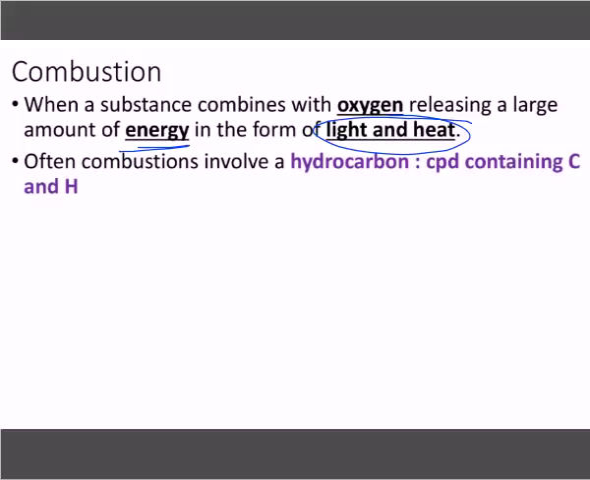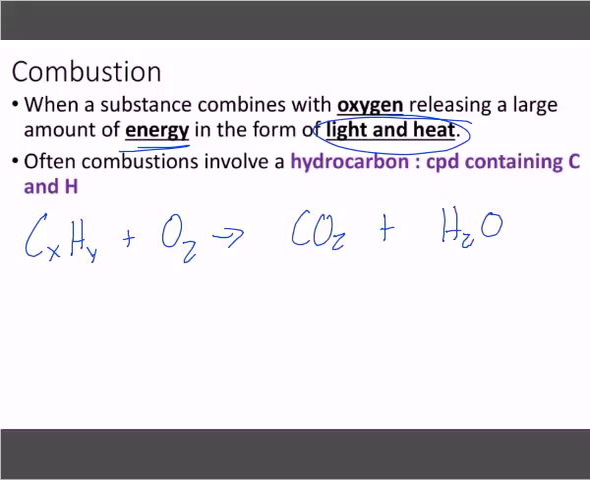All right. So an example, guys, would be something like this. CxHy plus O2 yields, they always produce the same two products, carbon dioxide and water. Carbon dioxide and water. Where is the water? It's typically in the form of water vapor. So when you have a bonfire going, it's producing water all the time. Well, why wouldn't it put itself out? Because it's too hot. So it's water vapor, not liquid water.